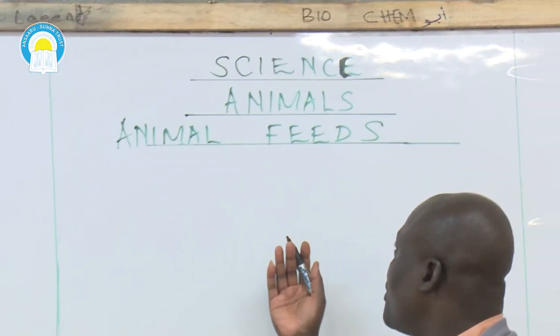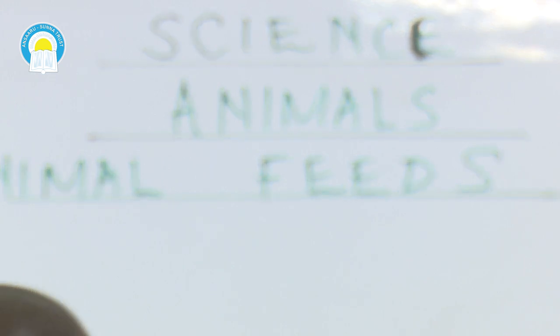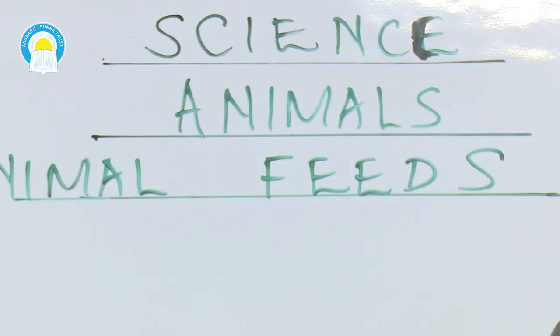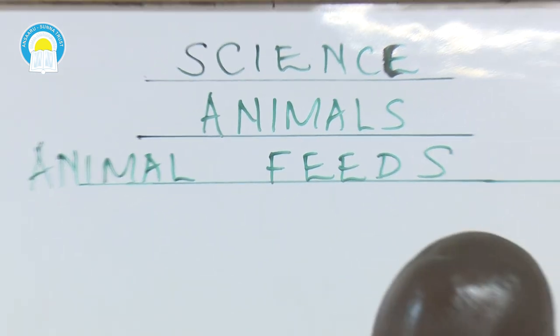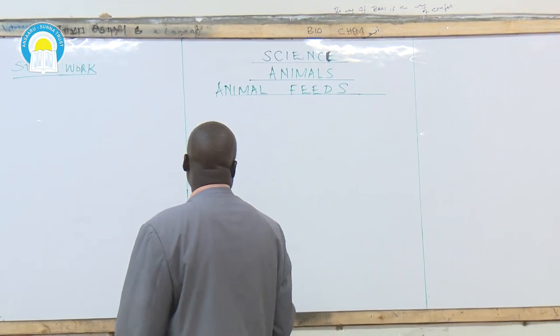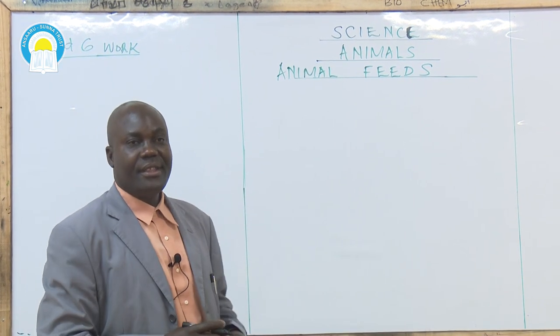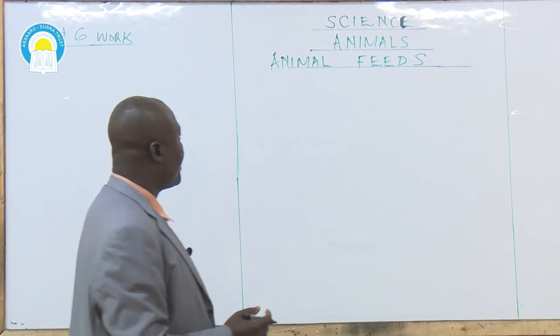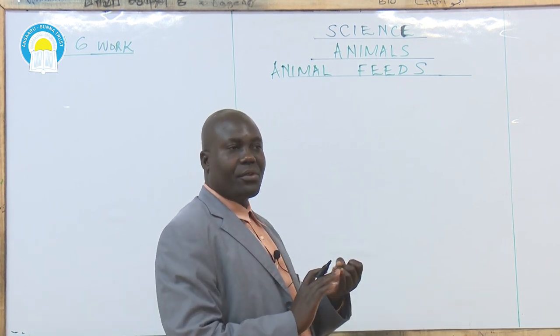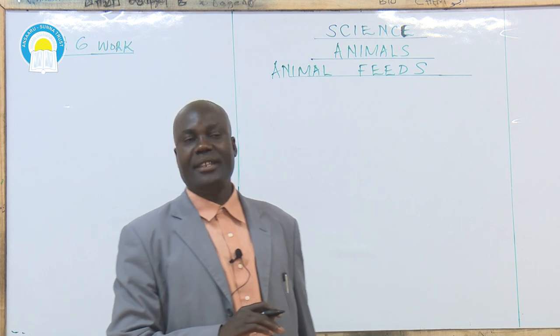When you check this topic from standard 6 work, that is primary science, it runs from page 32 up to 38. It's a very short topic that we are going to cover today. So animal feeds here. Animals, just like human beings, also need to eat so that they can have energy, either for growth, for high production, and also to protect themselves from diseases.